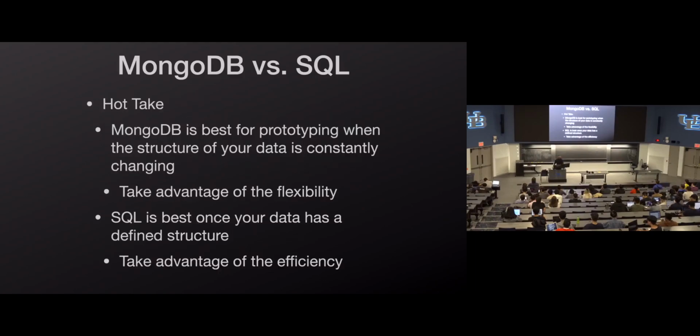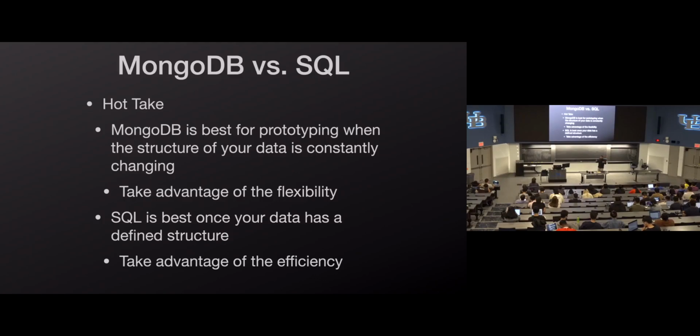So my hot take on the comparison of these two, or any NoSQL database versus SQL database: MongoDB is really good for prototyping when you don't know the structure of your data. Your app is in its infancy. You're going to constantly be adding fields and changing the structured data, whereas if you have a SQL database, you might be updating tables, creating new tables, and all this stuff. That's where MongoDB, in my opinion, really shines, when you don't know the structure of your data.